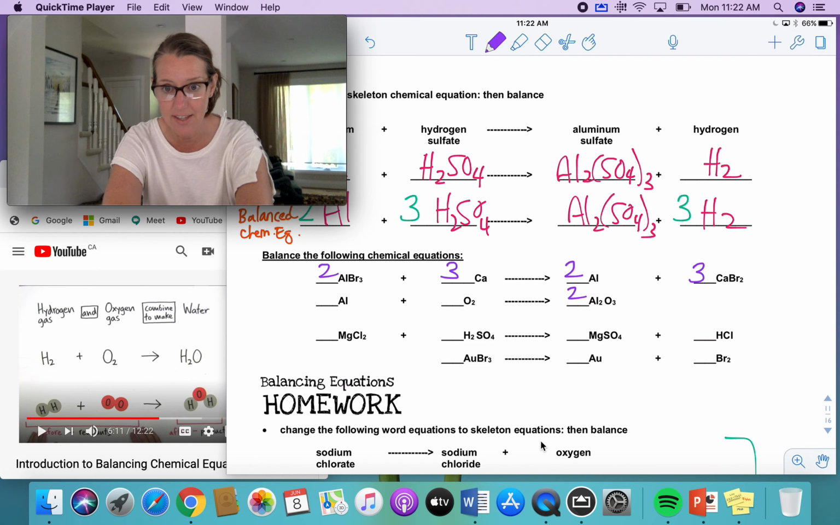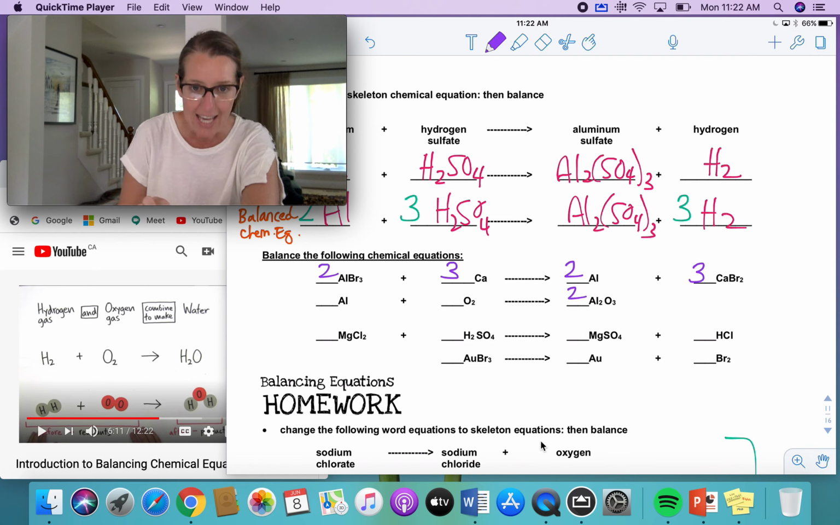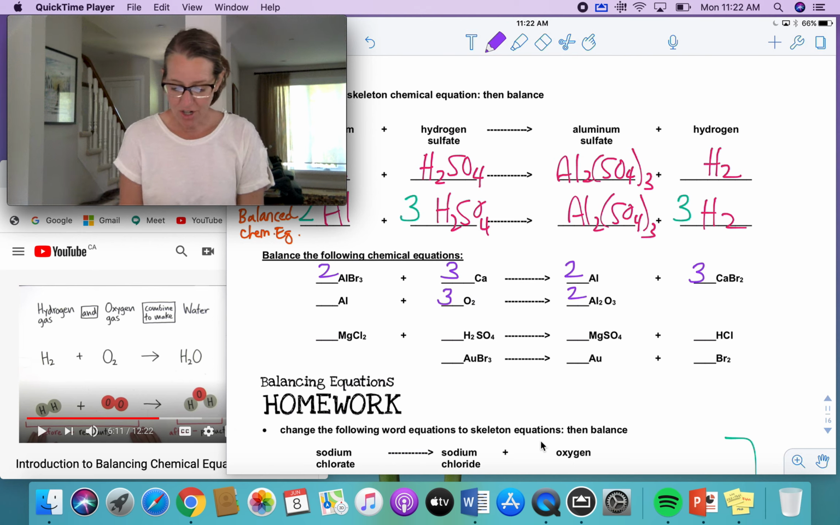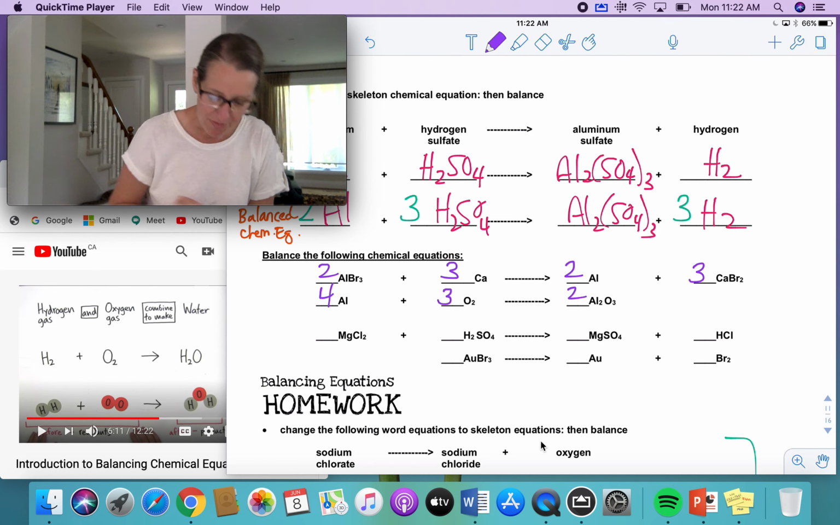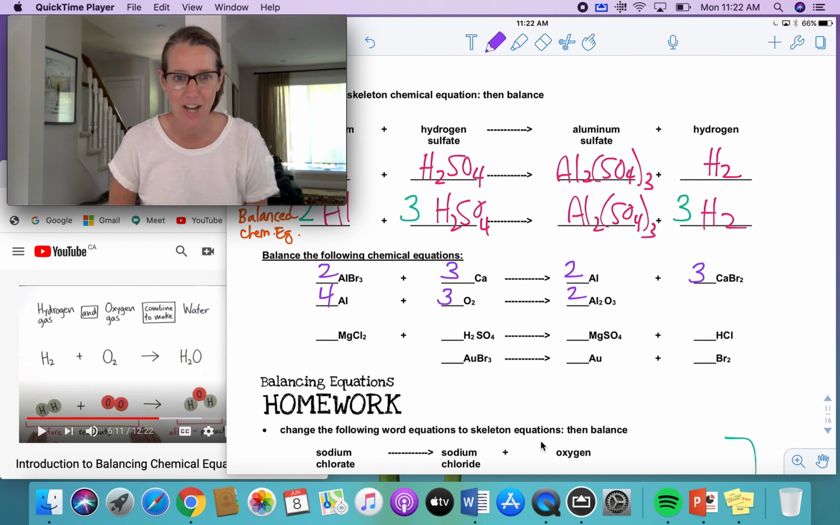So I've got 6 atoms of oxygen on the product side. How do you get 6 on the reactant side? Add a 3 in front. Now my oxygens are balanced, and my aluminum, it's pretty easy because I've got 4 on the product side, and I'm going to put a 4 in front of my aluminum. Back and forth, kind of fun. Yeah, let's do the next one.